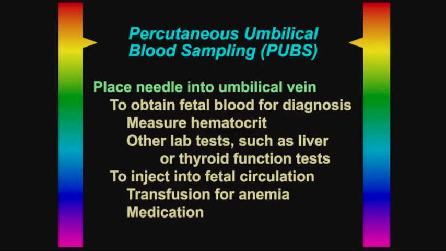We do sampling of the fetal blood by doing percutaneous umbilical blood sampling. The nice thing about this is we can put a needle into the umbilical vein so we don't have to puncture the fetus itself. The reasons we do this is to obtain a sample of the fetal blood, to measure the hematocrit and look for anemia, or to do some specific lab tests such as liver function or thyroid function tests. We also cannulate the umbilical vein in order to inject the fetus, and we do this to transfuse a fetus who is anemic, and you can also do this to inject medication into the fetus.